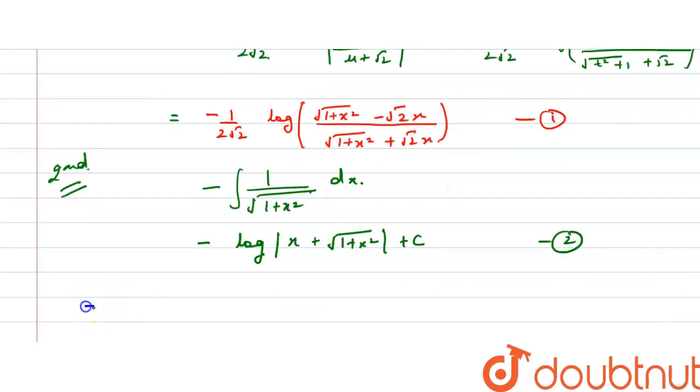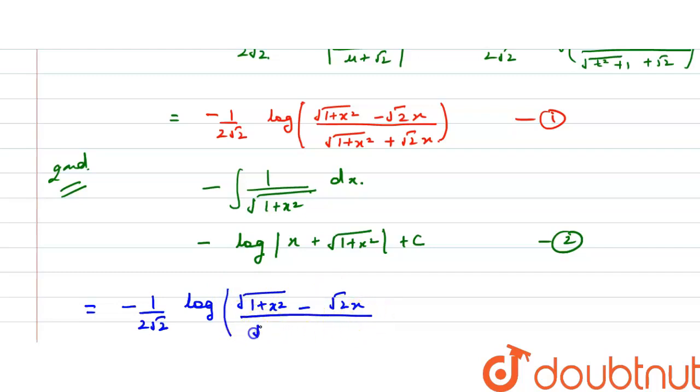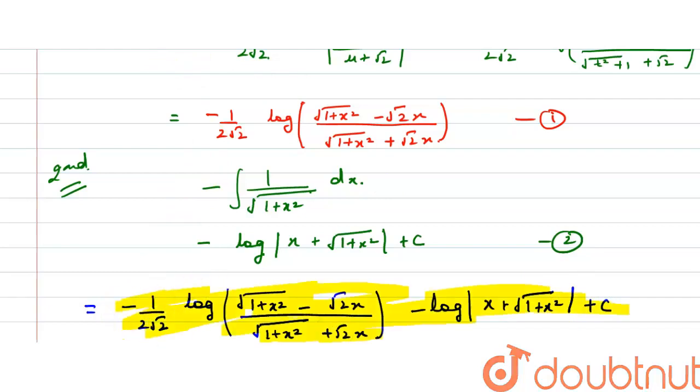So the answer is minus 1 by 2 root 2 log mod of (square root of (1 plus x square) minus root 2 x) divided by (square root of (1 plus x square) plus root 2 x), minus log mod of (x plus square root of (1 plus x square)), plus c. So this is our answer to the following question. Thank you.